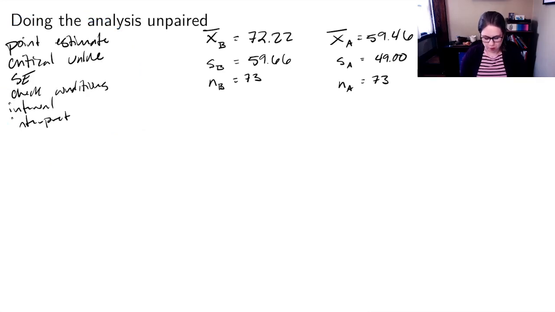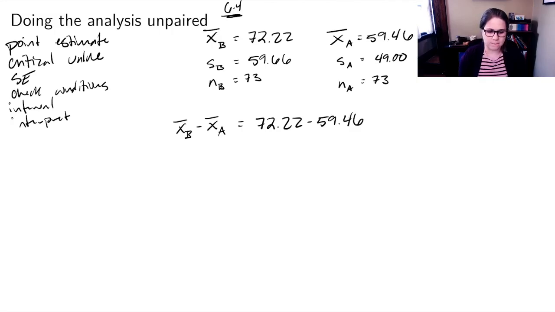Okay, so my point estimate, if I'm doing the analysis unpaired, the sort of 6.4 way, I'm going to do x-bar for the bookstore minus x-bar for Amazon. That's going to be 72.22 minus 59.46. So my point estimate is $12.76. The average for the bookstore is higher than the average for Amazon. So that's my point estimate.